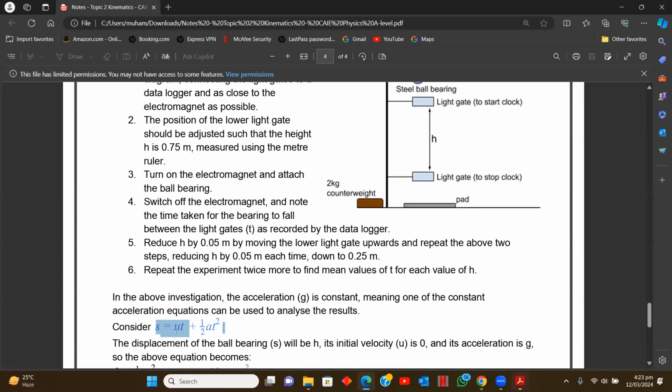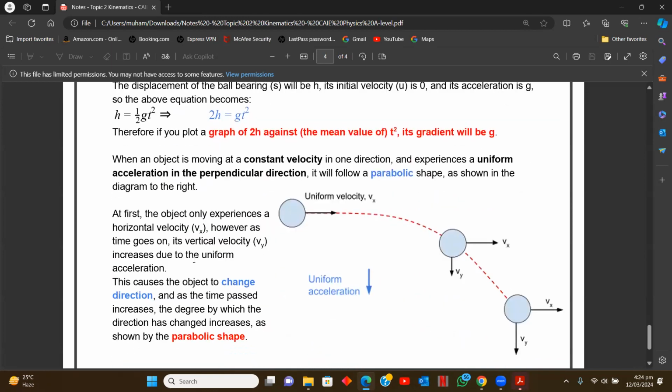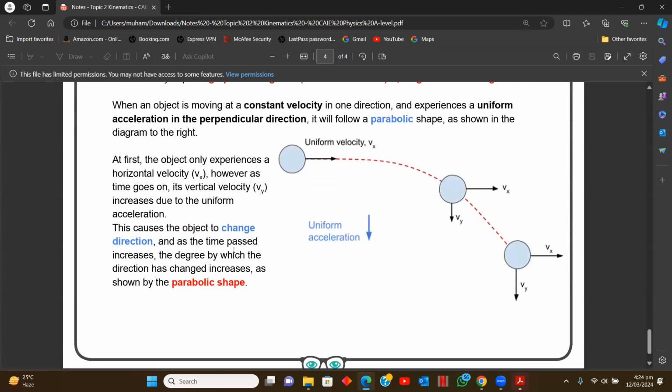You can use this equation ut plus half at square because you're going to know the time. You're going to know s, u is 0. आपको acceleration मिल जाएगी. It should be equal to 9.81 meter per second square. Got it? ठीक है. यहाँ पे this is basically projectile motion, which we're gonna keep for the next class.